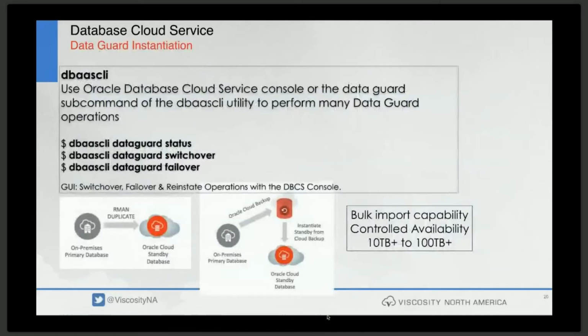Also in Oracle Cloud, you have access to the dbcs CLI, and leveraging the dbcs CLI, you can perform a lot of the DataGuard operations directly from there, such as switchover, failover, and getting the status of your DataGuard environment. The diagrams that you see here also depict ways you can replicate your database to Oracle Cloud and establish a physical standby.